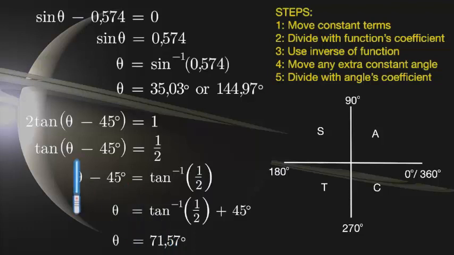Now we go to where the tangent is only with the angle that we were given originally. So the tangent theta minus 45 degrees is equal to this ratio. This ratio is positive and a tangent is positive in the first quadrant and we already calculated that angle. But it's also positive between 180 and 270. So we use 180 plus the angle that we already calculated. So 180 plus 71,57 gives us 251,57 degrees. And these are the two angles that make this function true.